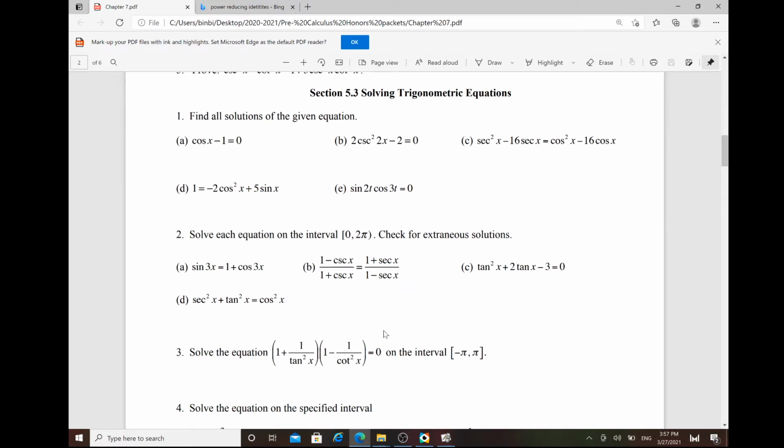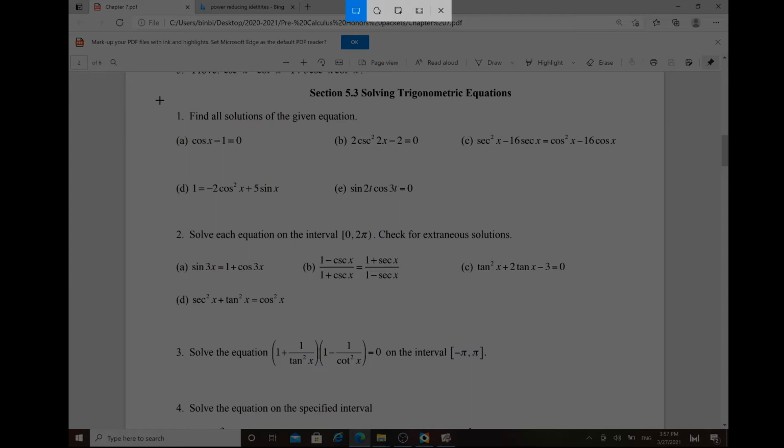So this one is section 5.3, solving trigonometric equations, which is the same as section 7.5 for this unit. We'll take a look at some of the problems, especially the ones that are considered kind of difficult and rigorous. Find all solutions of the given equation. Let's start with 1a.